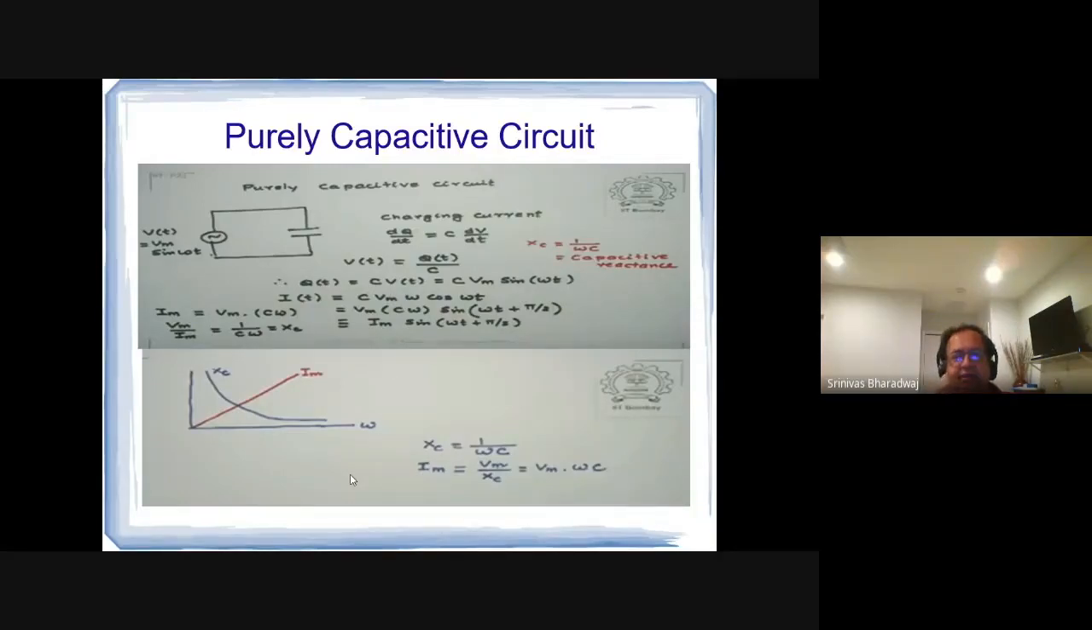We said that in the case of the purely capacitive circuit, the reactance is 1 over omega C. And therefore V over XC is I. Now XC is 1 over omega C, and therefore Im equals Vm times omega C.